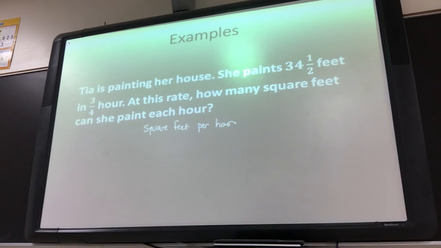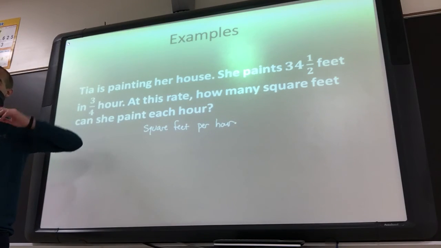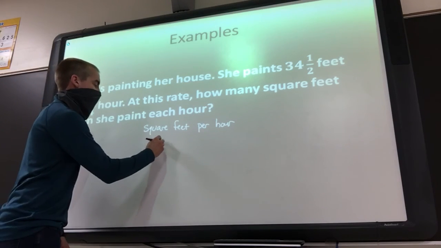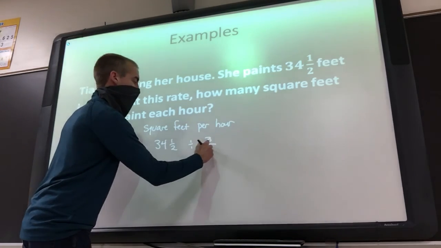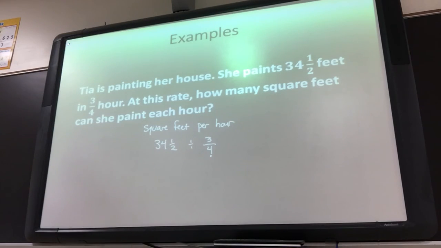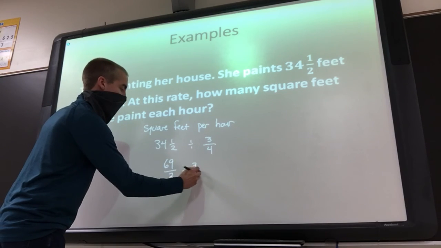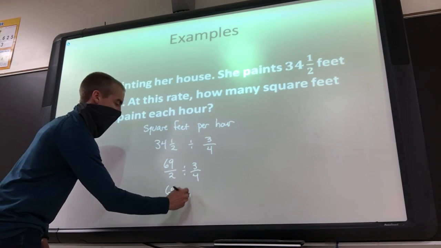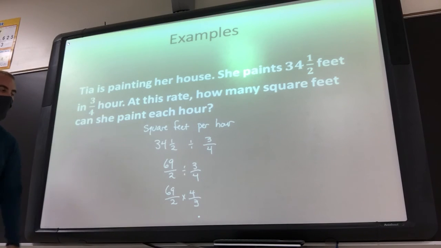So another way to think about this is you're trying to find the square feet per hour. How many square feet can you paint in each hour? So you're trying to find the unit rate, how many square feet in 1 hour. So you're going to put 34.5 first, divided by 3/4. So convert 34.5 to an improper fraction. And once we do that, then we can do keep, change, flip. Keep the first one the same, times 4/3. And then multiply straight across.